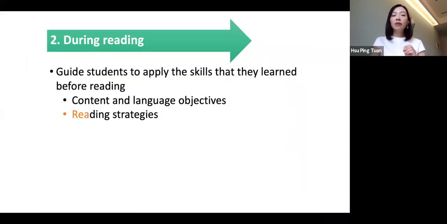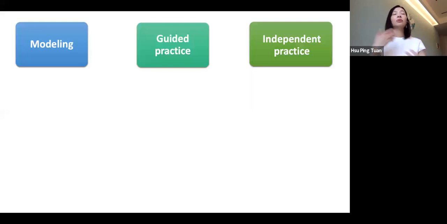So now let's move on to the reading strategies. Remember that before reading, I introduced them to a reading strategy that is asking questions. Now when we are doing the reading, we need to start to use this reading strategy. When I do this, I always follow these three steps. First of all, I will do modeling. Secondly, I will have them do guided practice. And finally, they will do some independent practice. So let me show you how.